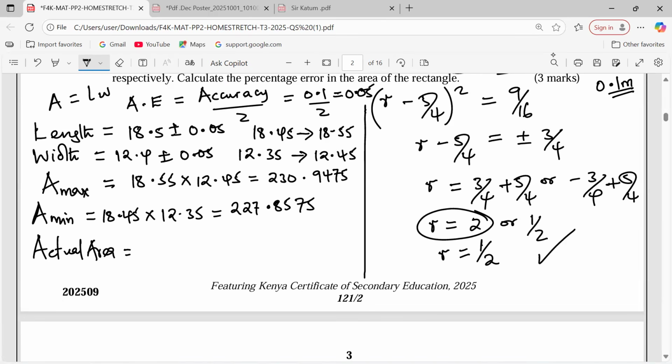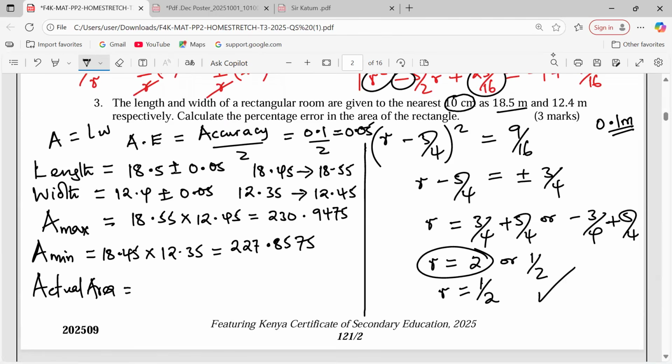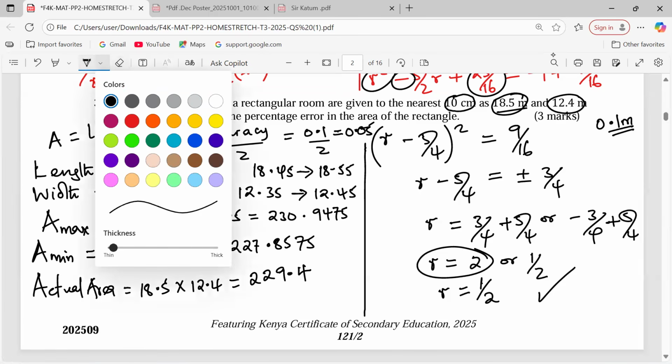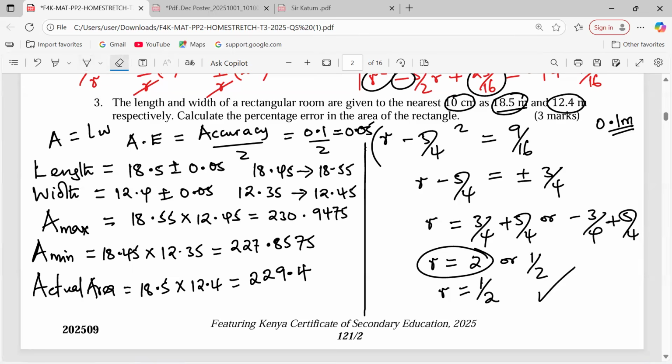And at the same time, we can find the actual area. So the actual area will be given by the product of the dimensions as they were recorded. So 18.5 multiplied by 12.4. 18.5 by 12.4 gives us 229.4 square meters. We have maximum area, minimum area, and the actual area. From that now, we can check the absolute error in the computation of the area.